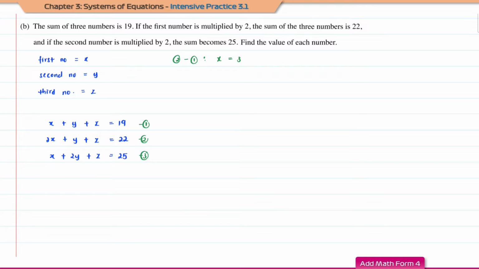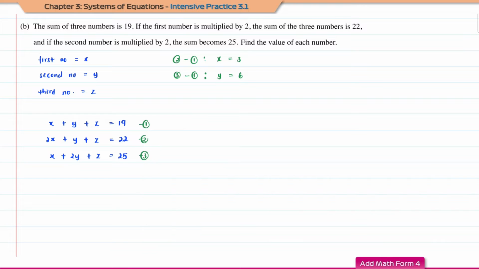Next, I'm going to use equations 1 and 3. I'm going to use equation number 3 minus equation number 1. By doing that, we are going to eliminate the x and z, and what is left is the variable y. So 2y minus y gives you y, 25 minus 19, which will give you the number 6. Therefore, straight away, you already have the value of y.